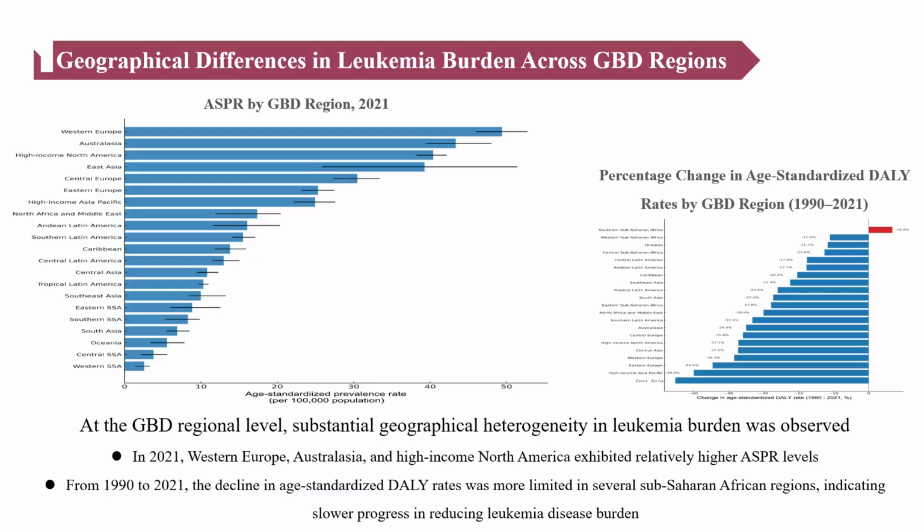Substantial geographical heterogeneity was observed at the GBD regional level. In 2021, Western Europe, Australasia, and high-income North America exhibited higher age-standardized prevalence rates, whereas several sub-Saharan African regions experienced more limited declines in age-standardized DALY rates from 1990 to 2021.